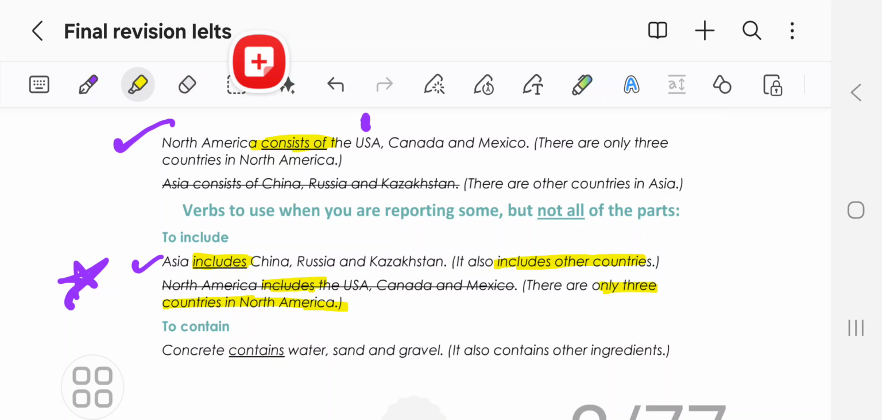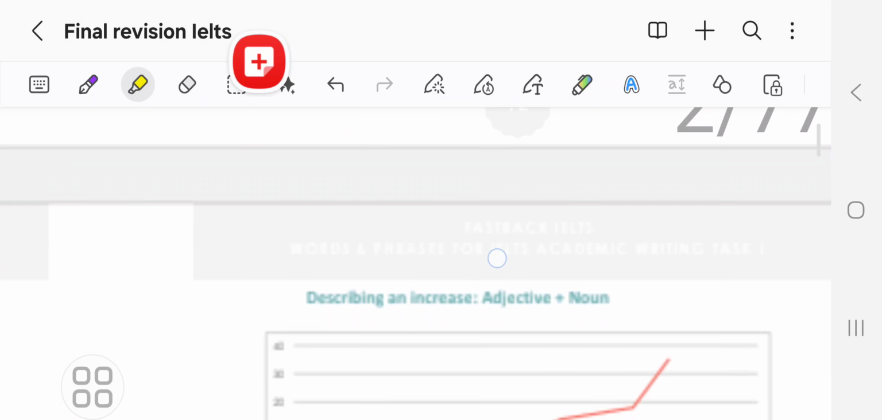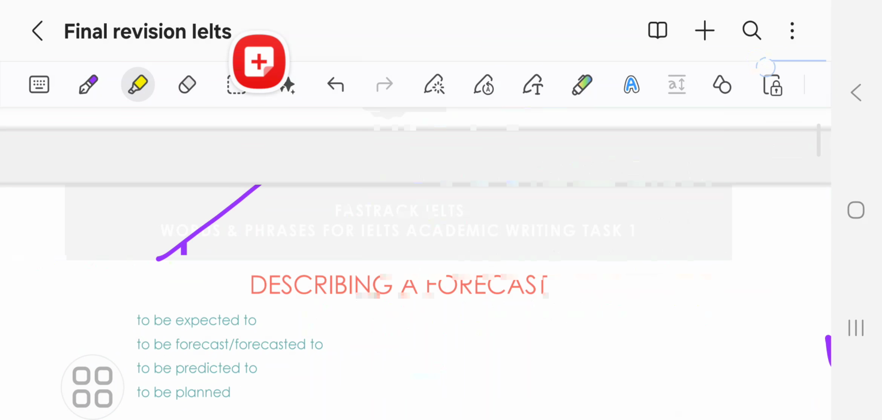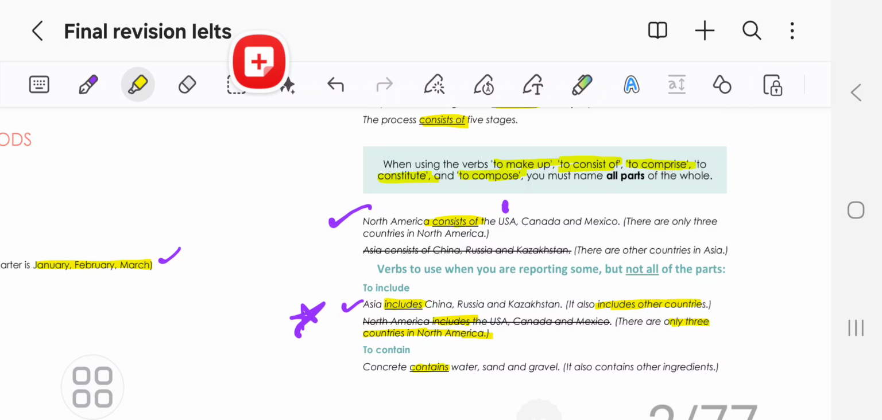To contain: basically concrete contains water, sand, gravel. It contains other ingredients here too, so remember that, you can use it. So now you understood this important part, that Asia includes this thing, and North America consists of US, Canada, Mexico, and Asia includes China, Russia, Kazakhstan, because they include other countries also. So we can say include.